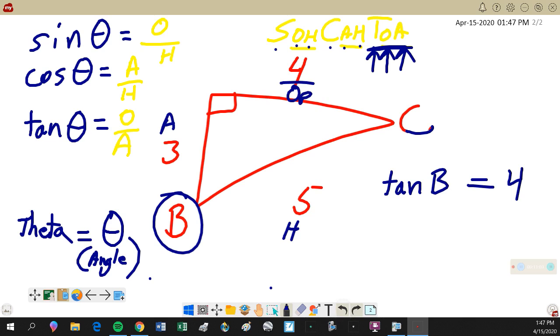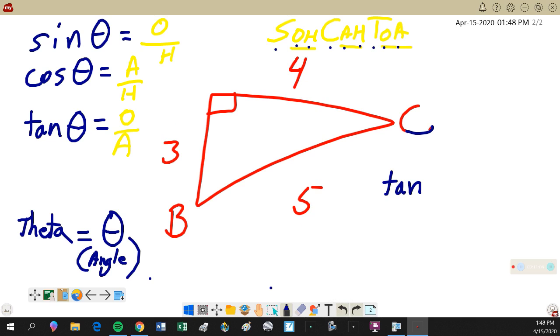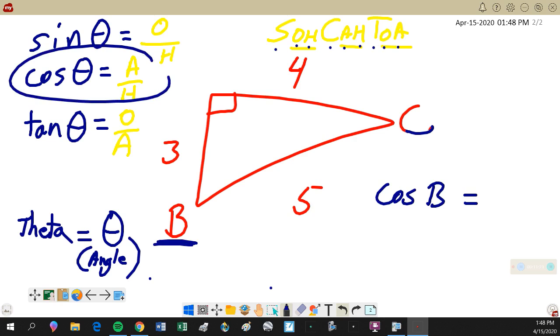Okay, let's do another one. What about the cosine of B? Well, now I look at angle B. Here's angle B. And I want to do the cosine. Cosine is A over H, or over here you see A over H. So if this is B, 5 will be H, and this is A. So A over H is going to be 3 over 5.